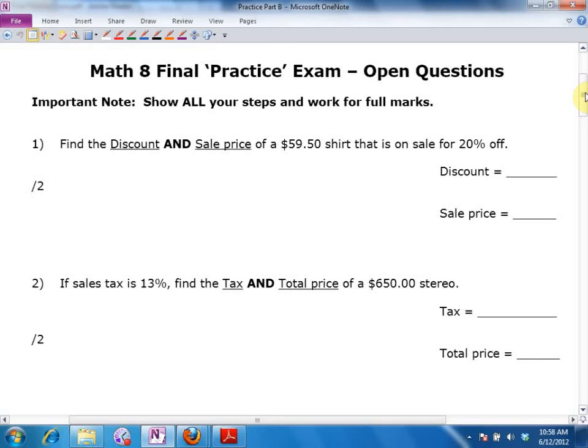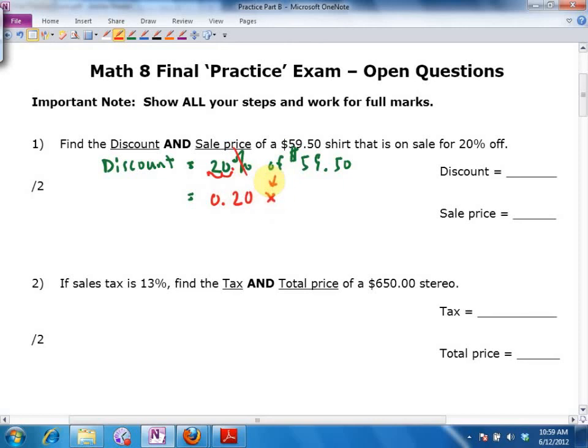Okay. Discount. Let's find discount. How to find discount? Well, we're going to take this 20% of $59.50. That's what we're talking about here. So to find the discount, I change the percent to a decimal. I drop the percent sign and move the decimal over 2 places. I get 0.2 or 0.20, same thing.